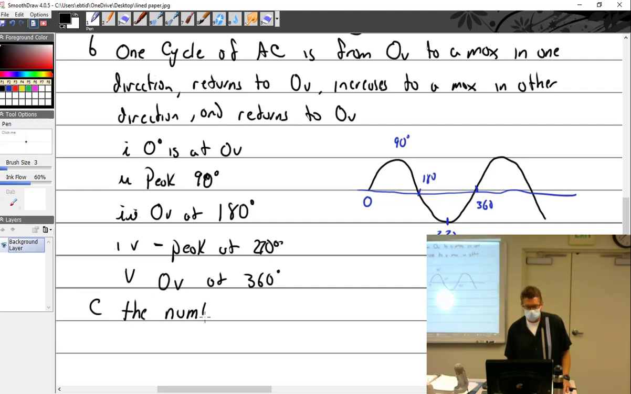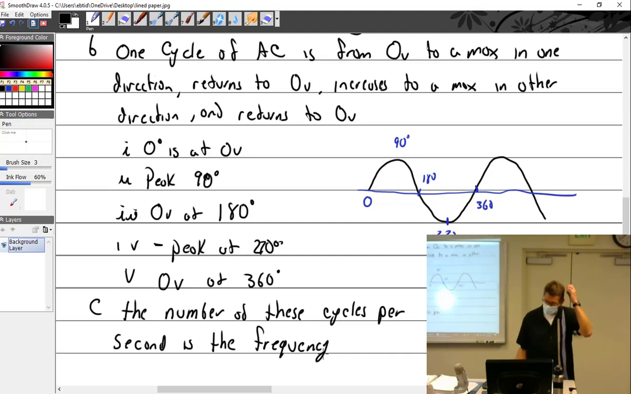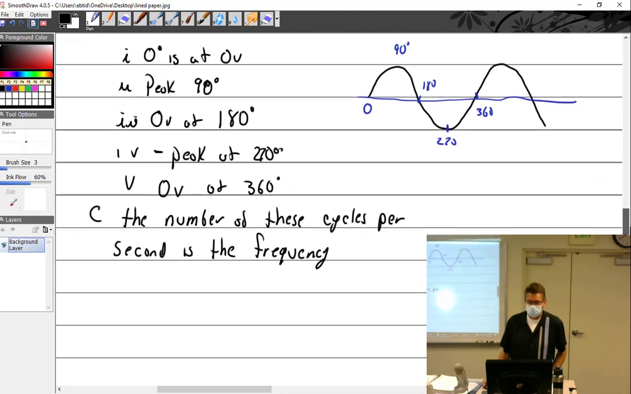The number of these cycles per second is the frequency. So frequency is how many cycles, how many times from 0 back to 360 returns per second.